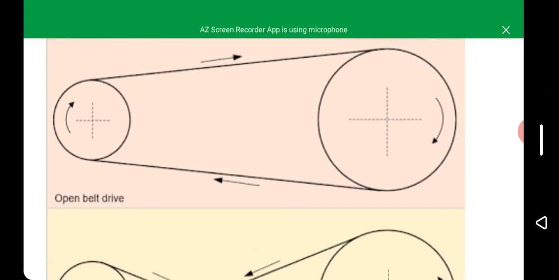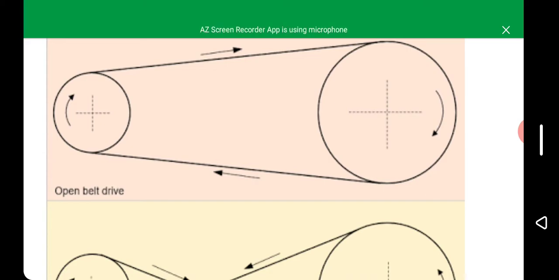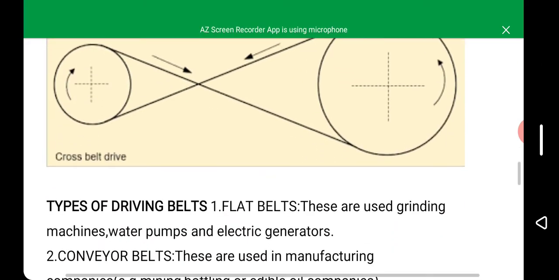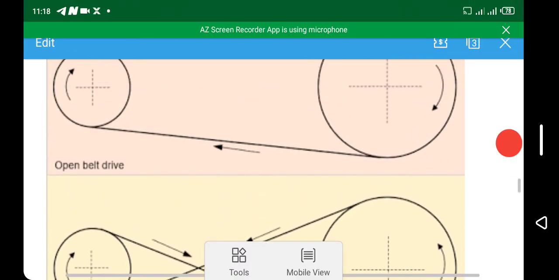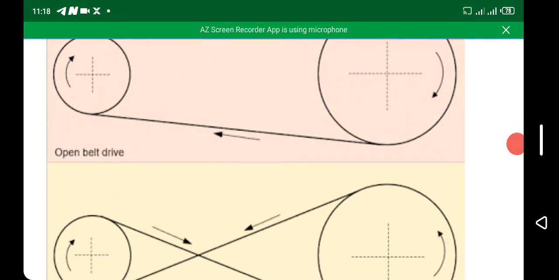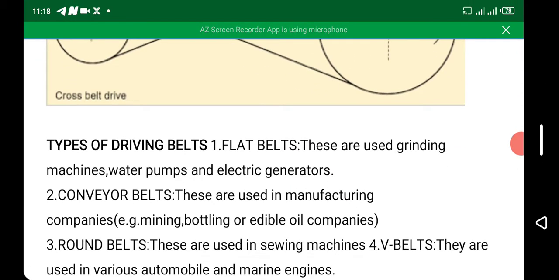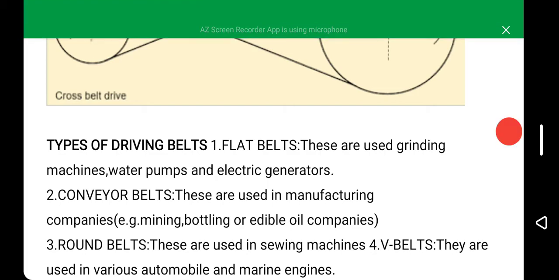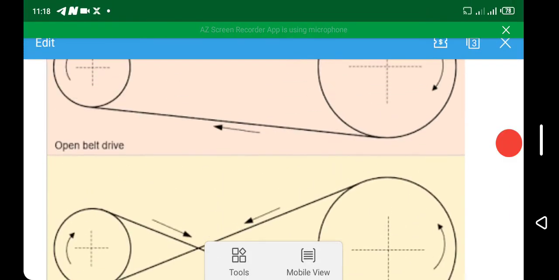So below is the figure, the diagram that represents the open belt drive and the cross belt drive. These are already given to you in your notes. This is a revision class, as we all know, because JSS3 third term is revision. So you go through the diagram. This can be drawn in an objective.